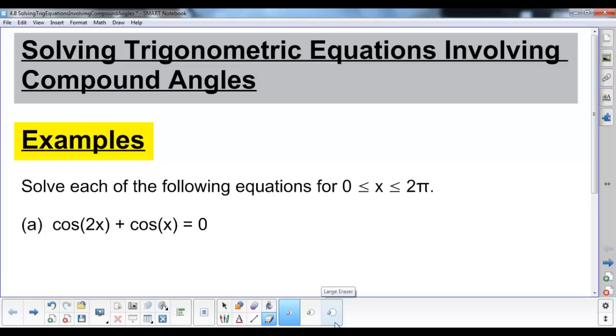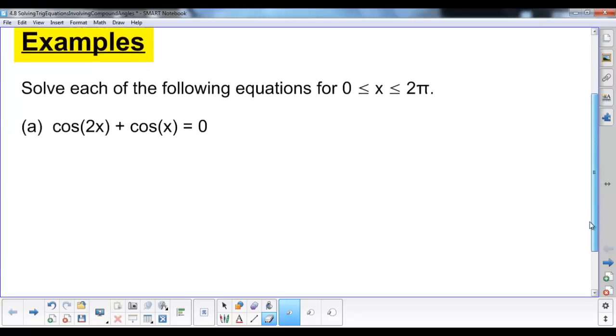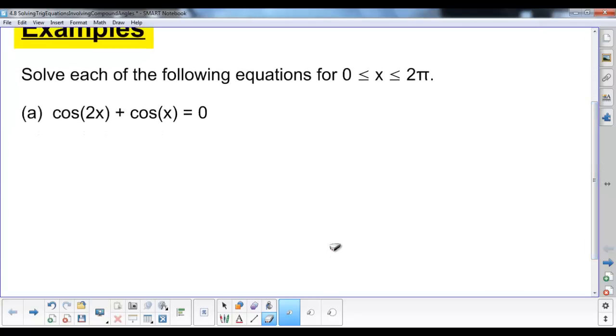Guys, and welcome to lesson 4.8, solving trig equations involving compound angles. So we'll first start off with this example here, cos of 2x plus cos of x. Now you'll notice that in both of these terms we both have cos, but the arguments of the angles are different. So your goal here is you want to write everything in terms of cos x.